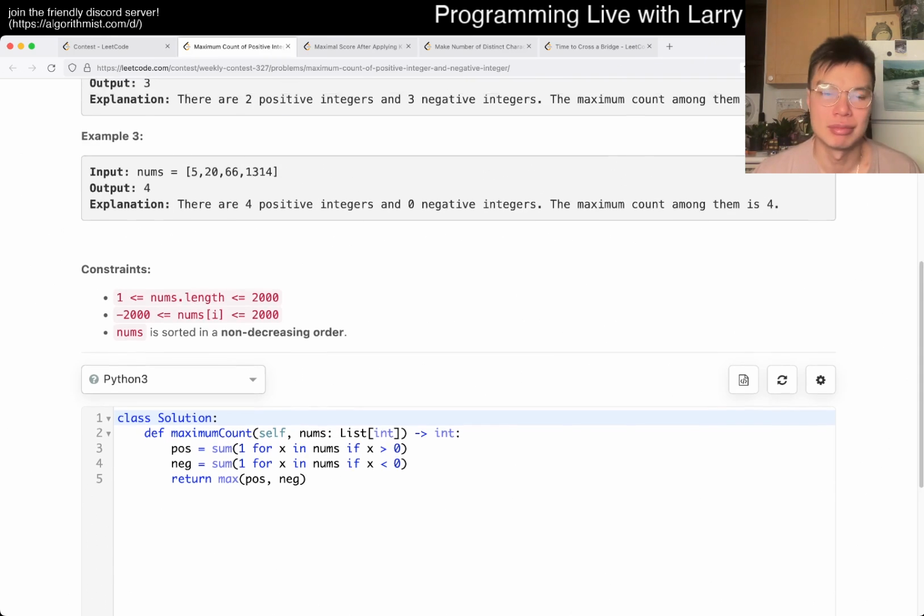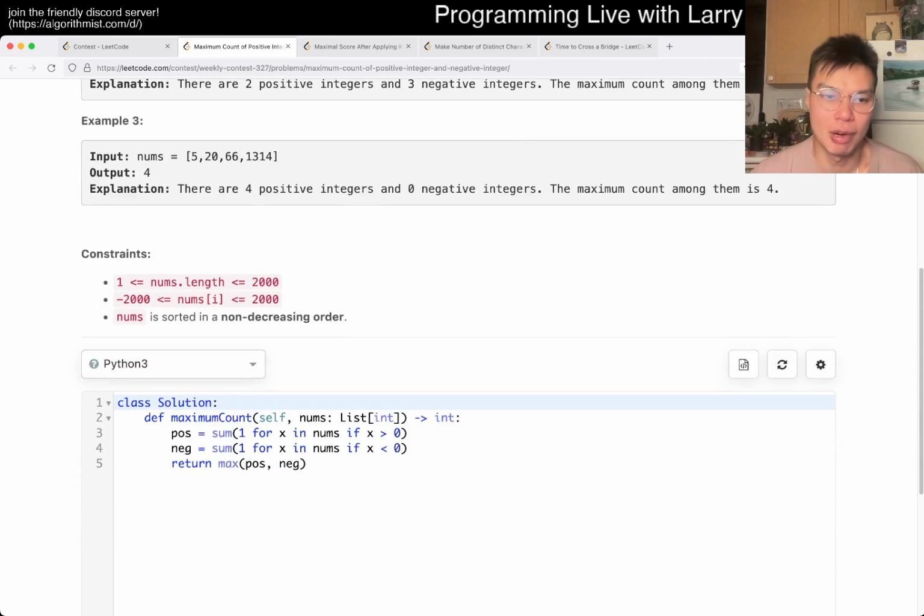But yeah, I don't know what to say about this particular problem. You just have to count the number of positive numbers, count the number of negative numbers, and then take the max of the two things. It really is that simple.